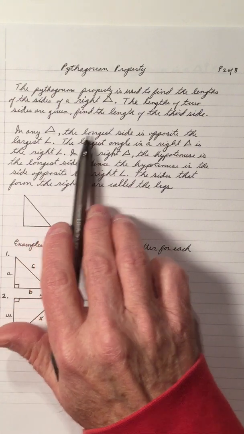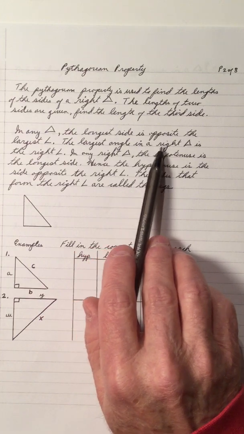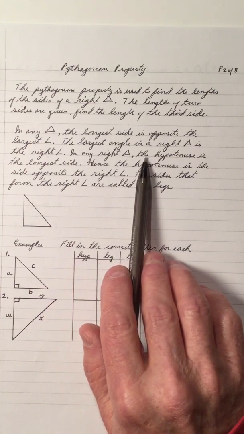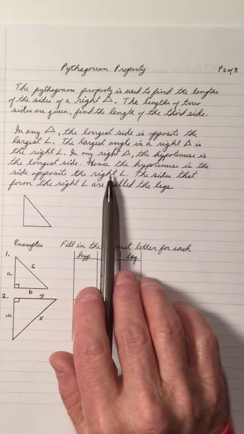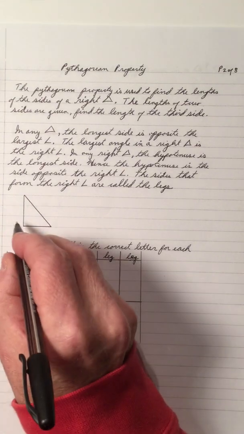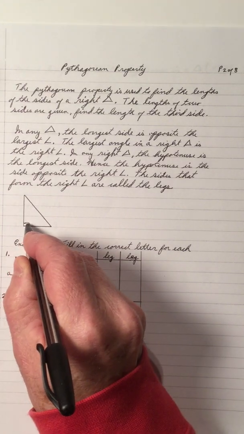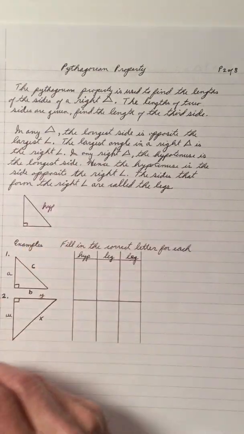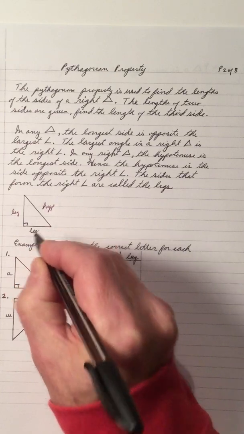In any triangle, the longest side is opposite the largest angle. The largest angle in a right triangle is the right angle. So, in any right triangle, the hypotenuse is the longest side. Hence, the hypotenuse is the side opposite the right angle. The sides that form the right angle are called the legs. So if I mark this angle here with a little rectangle, then the hypotenuse is opposite that right angle, and the two legs are the sides that form the right angle.